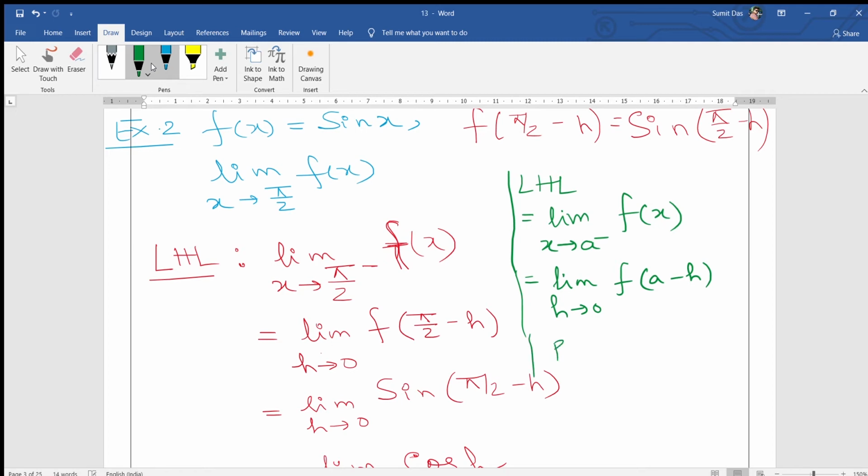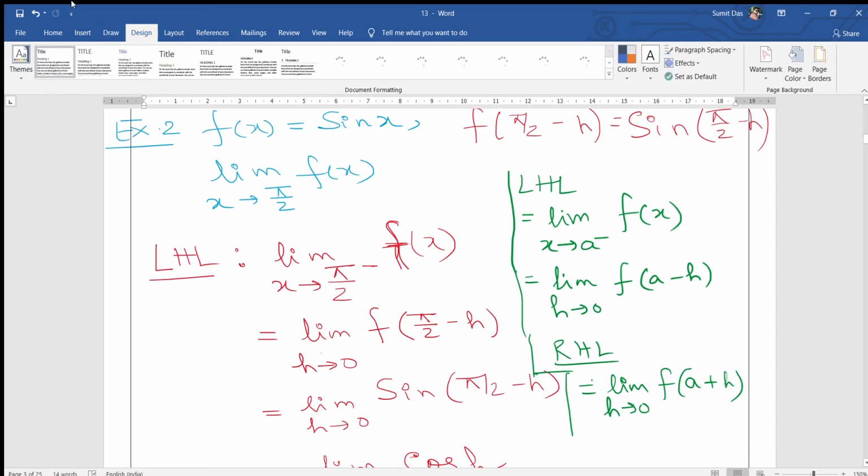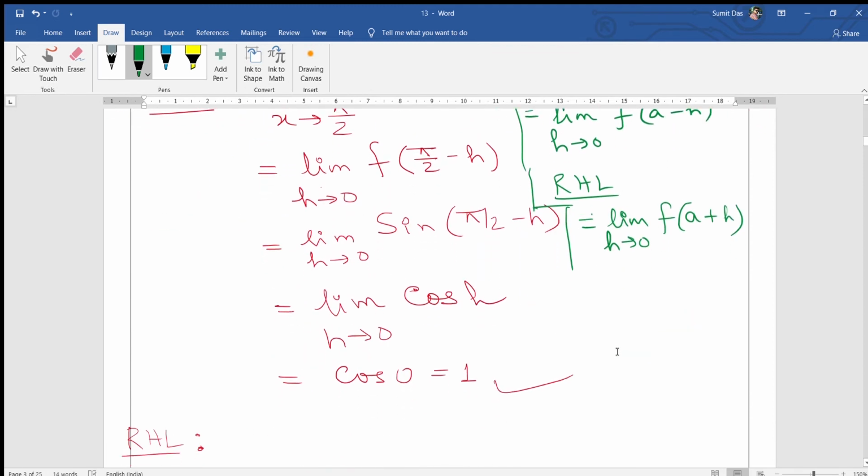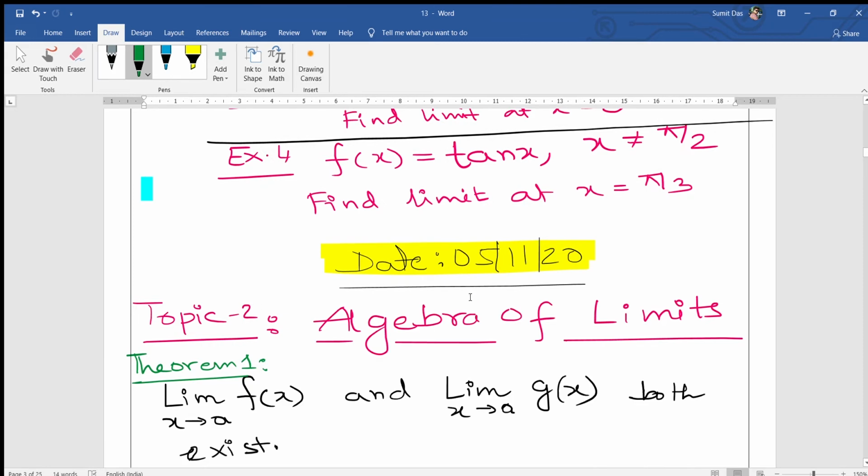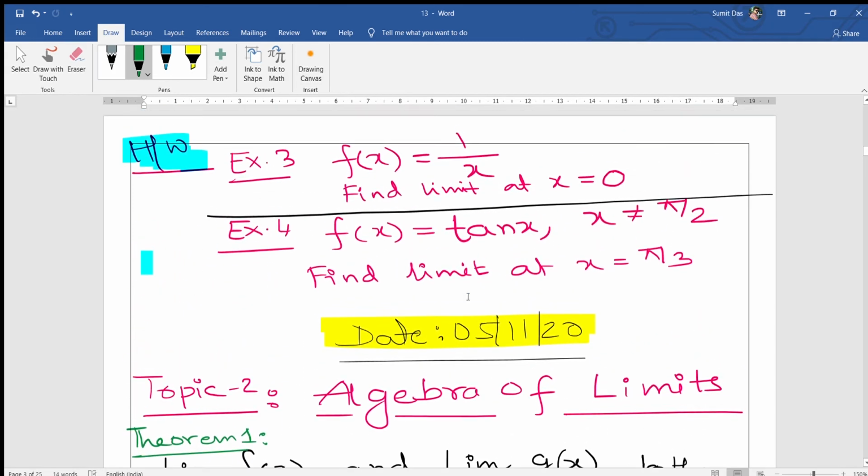Similarly, for the right hand limit it will be limit h tends to 0 of f of a plus h. So these are the few things we have to remember. In all questions you have to use this formula only. I'm not going to explain all this; I'll do some problems from the exercise.